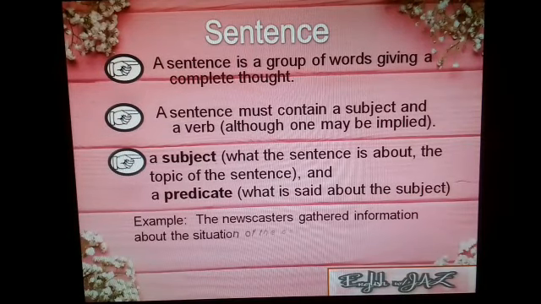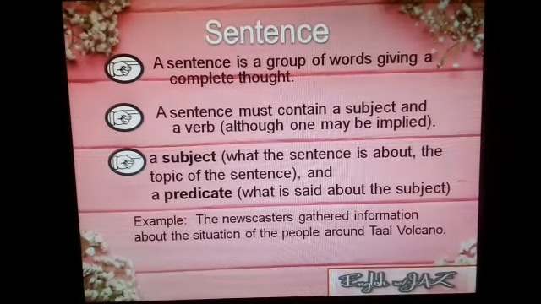Let us now have our example. The newscasters gathered information about the situation of the people around Taal volcano. In this sentence, our subject is the newscasters, and our complete predicate is gathered information about the situation of the people around Taal volcano.